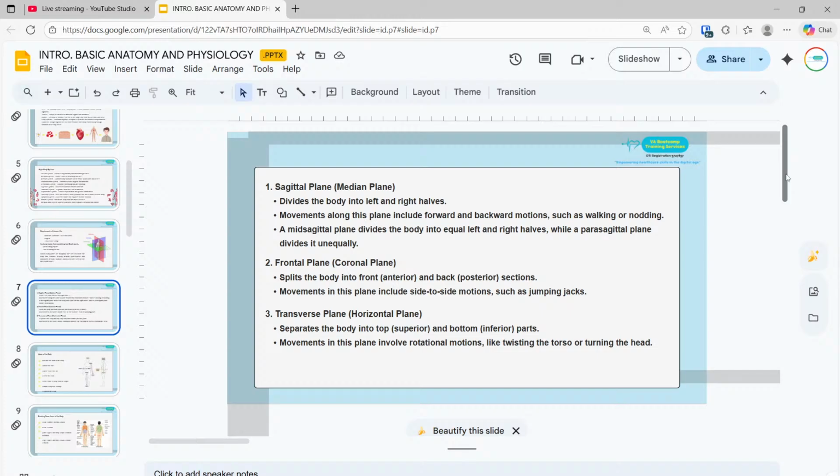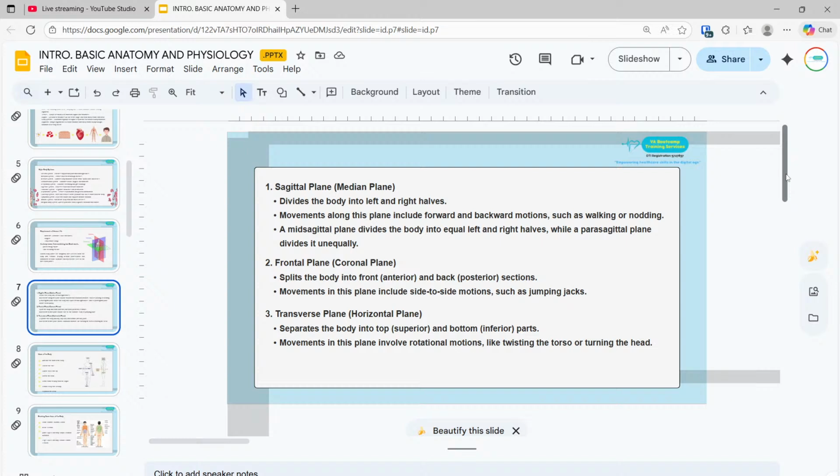For the sagittal plane or the median plane, it divides the body into left and right halves. Movements along this plane include forward and backward motion such as walking or nodding. A mid-sagittal plane divides the body into equal left and right halves, while a parasagittal plane divides it unequally. For the frontal plane or coronal plane, it splits the body into front, anterior, and back, posterior sections. Movements in this plane include side-to-side motions such as jumping jacks. Okay? So you can visualize how it cuts through the plane.